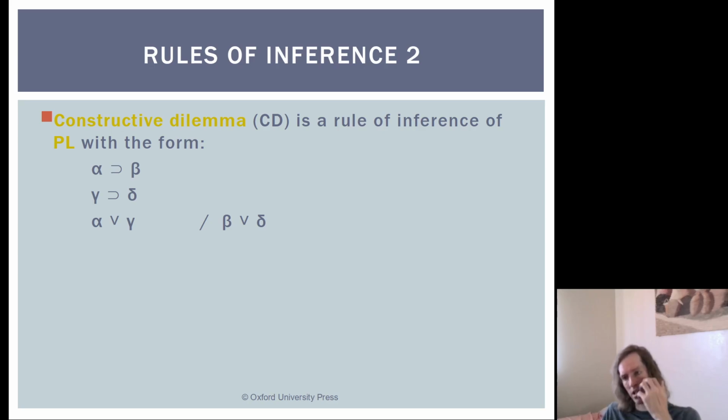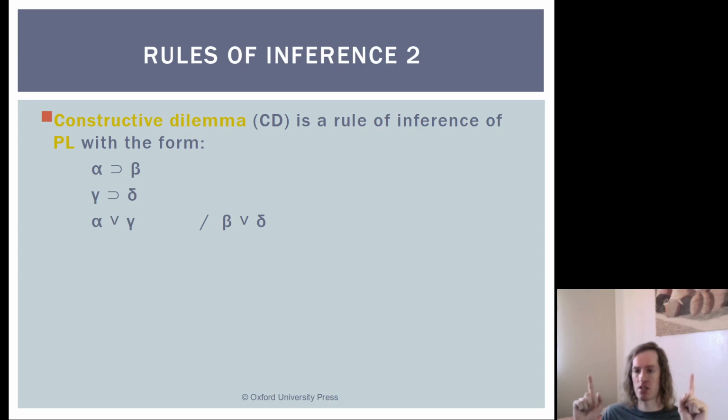Now, if you think about this for a second, we know that if there was an alpha, then there would have to be a beta because of the first premise. And we know that if there was a gamma, then there would have to be a delta because of the second premise. We know that there's either an alpha or a gamma, but we don't know which one.